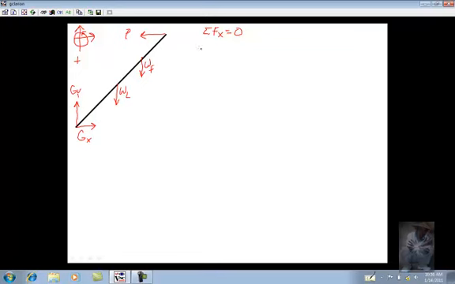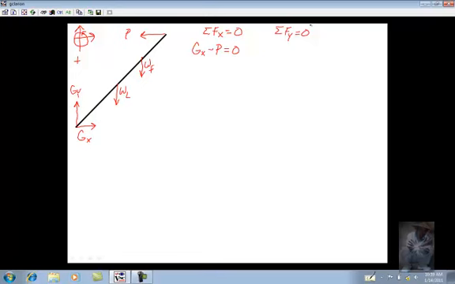Okay, so I'm going to write that down as Gx, and I'm going to subtract P because it's going to the left. I'm just going to put the signs in now. And then we're going to look at the sum of the forces also in the y, and we're going to set that equal to 0 as well.